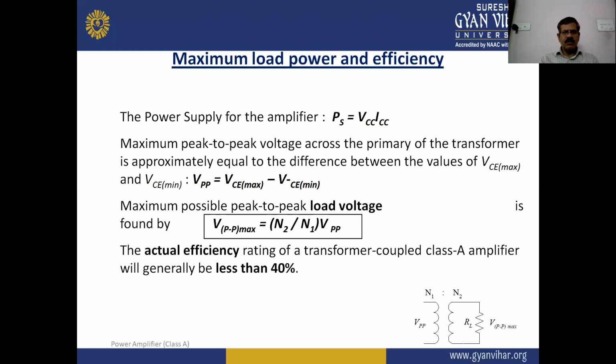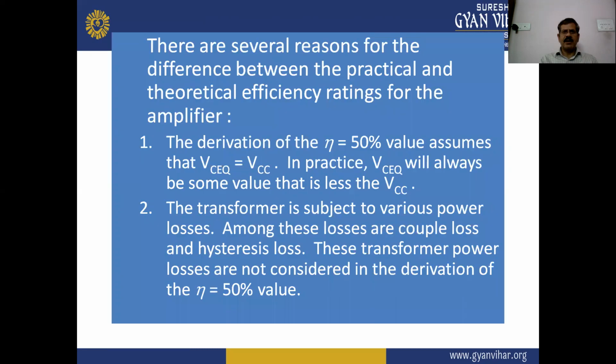So the maximum possible peak to peak load voltage is found by N2 upon N1 into the peak to peak voltage. The actual efficiency rating of a transformer coupled class A amplifier will generally be less than 40%. So this is the maximum load power and efficiency of the transformer coupled class A amplifier.